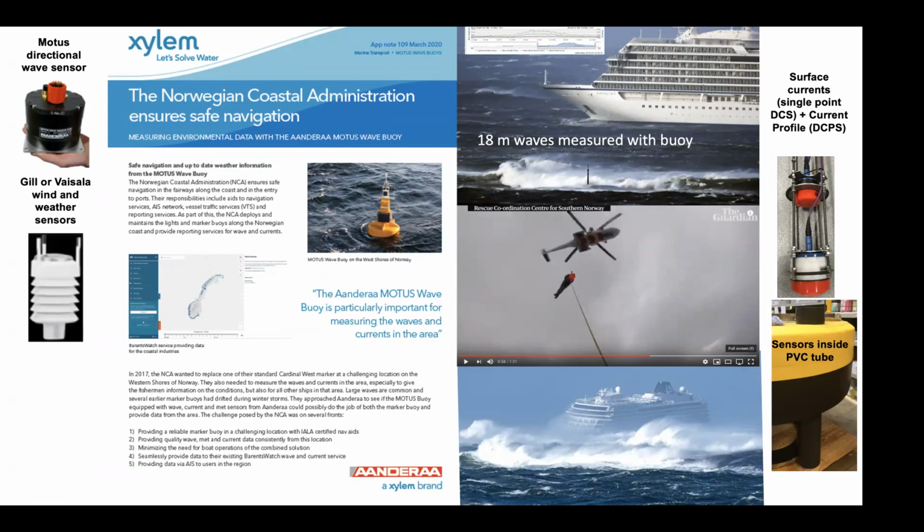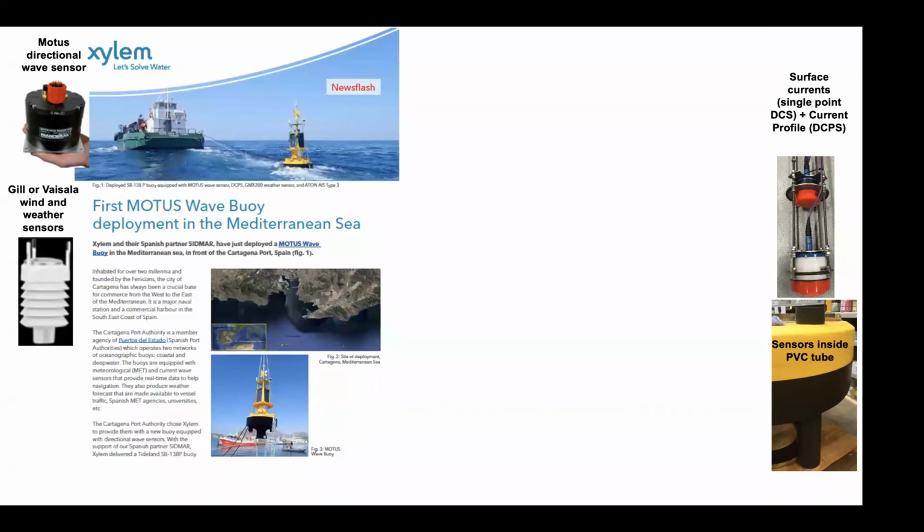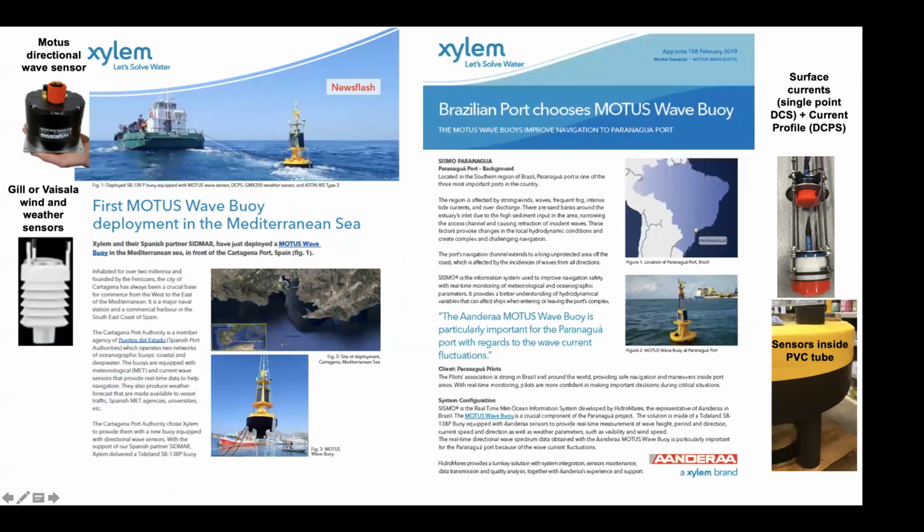So the standard buoy has directional waves, and currents, with surface currents measured by this one single point sensor which is pinging through the PVC tube here, and an acoustic profiling sensor below. And then meteorological sensors. Here we integrate sensors from third-party manufacturers, typically from GIL or from Vaisala. And other systems like this for navigational purposes, for example in Spain, Puertos del Estado, outside the port of Cartagena. And here is another example. This is from a port in Brazil, where they also use the same type of setup.